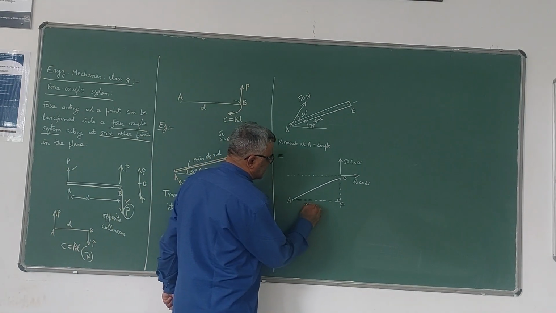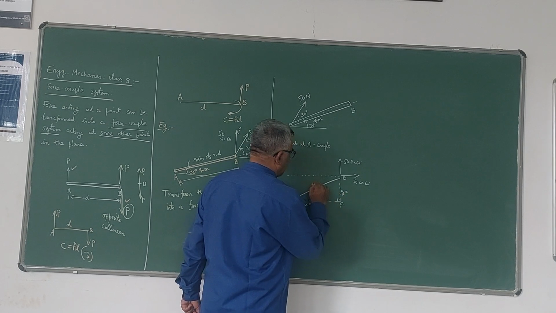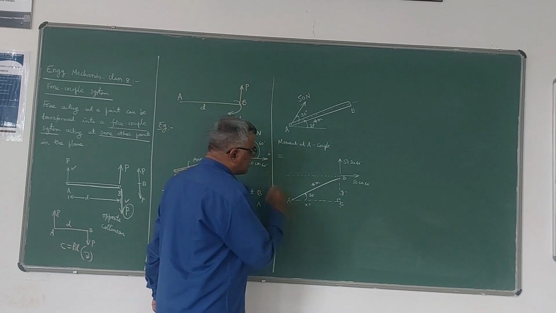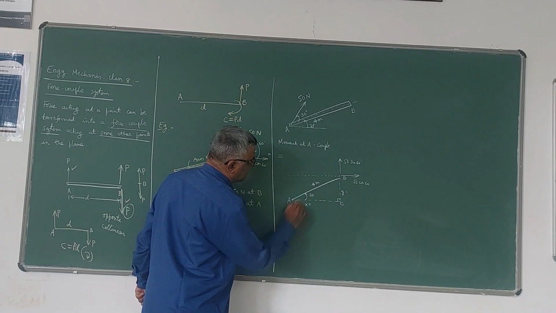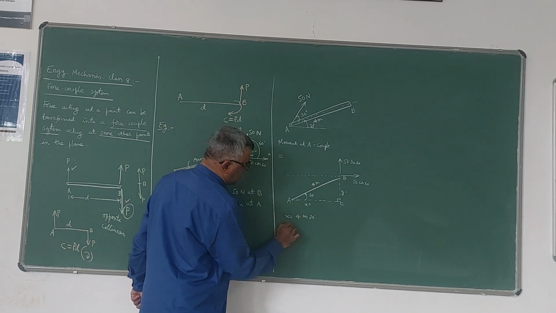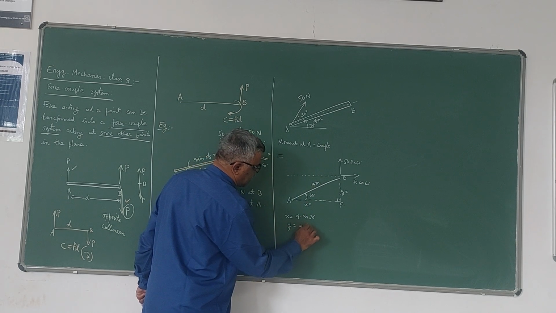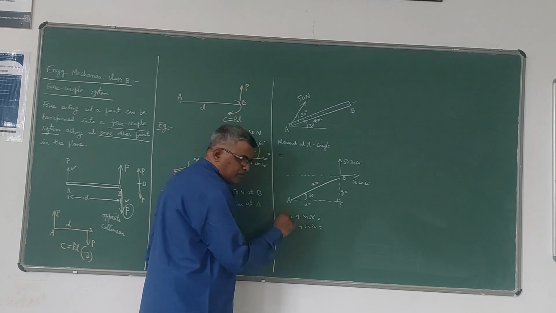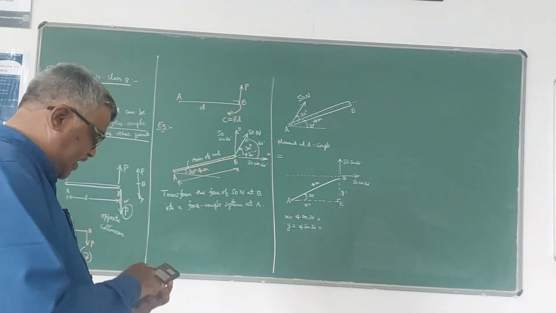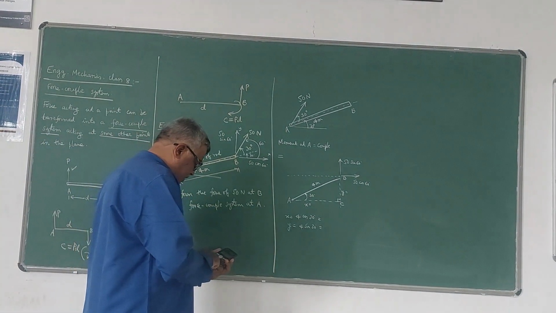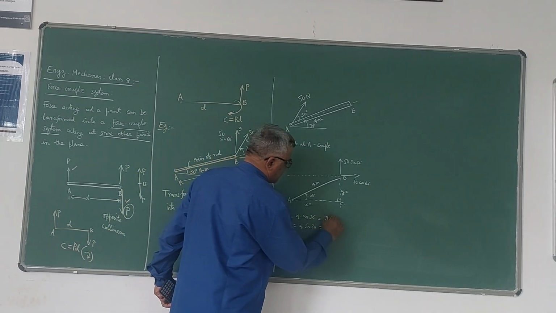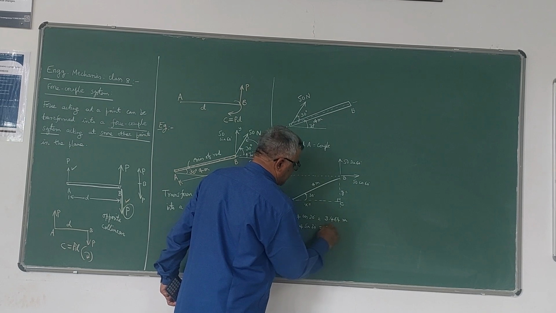So this I will take as x, this I will take as y. This is 4 meters we have given, and this angle is 30 degrees. Now what is the value of x? X will be 4 cos 30, or cos 30 will be x divided by 4. Y will be 4 sin 30. Now let us calculate these two values. So 4 into cos 30 will be 3.464 meter. 4 into sin 30, of course it is 2 meters.